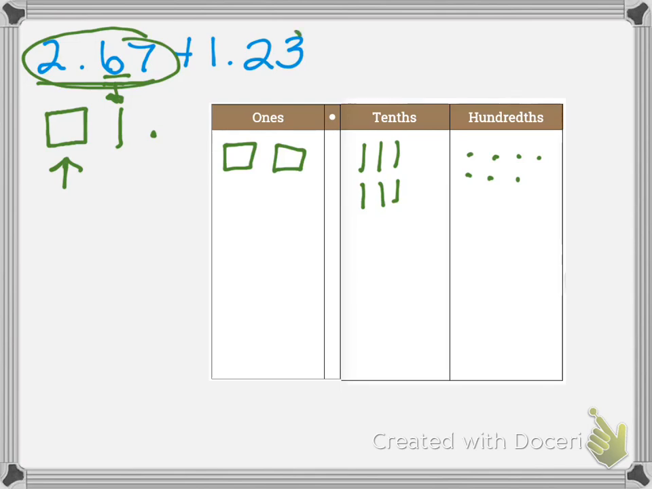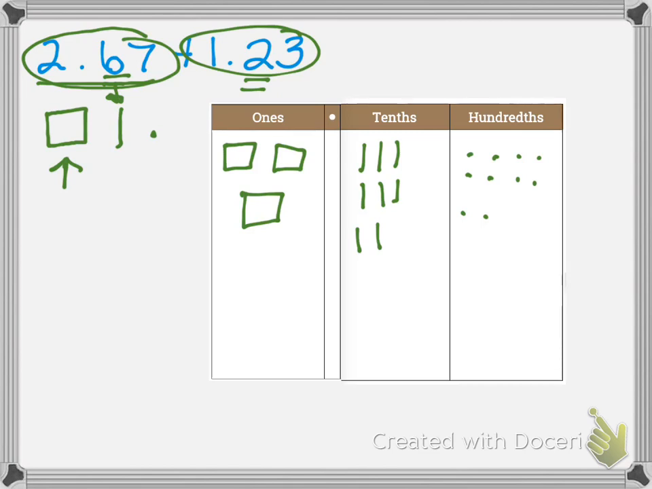Now we're going to place 1 and 23 hundredths. So first we place our 1. So we have 1 whole. We have 2 tenths. And we have 3 hundredths. Okay, so now we would want to add them up.